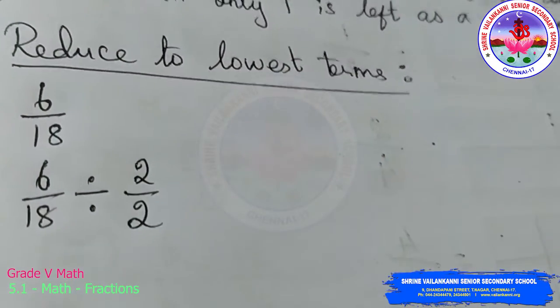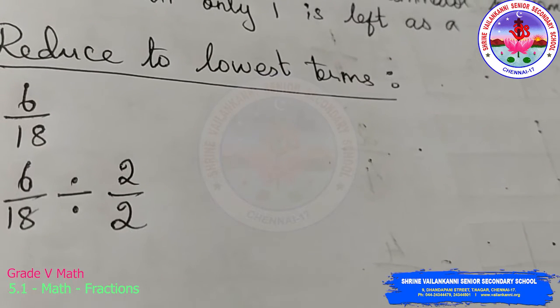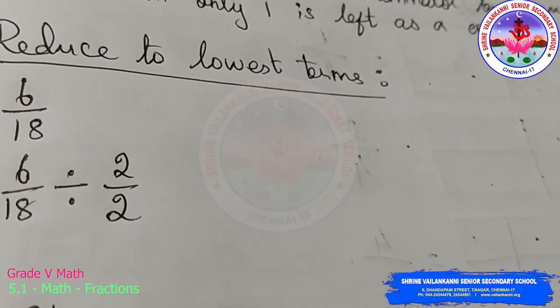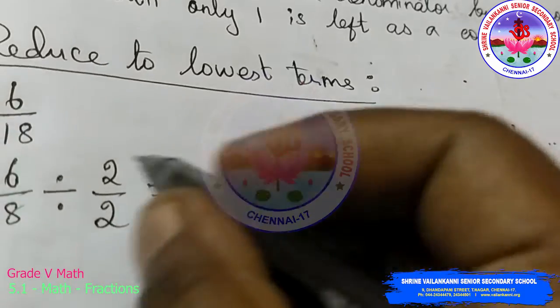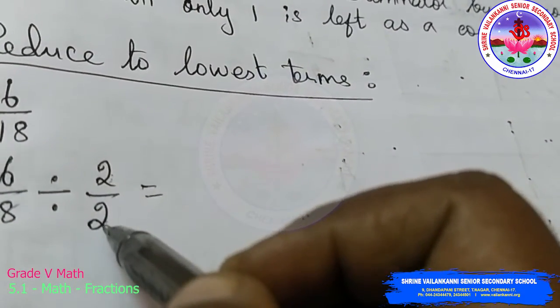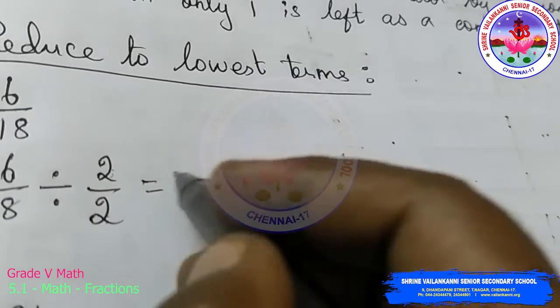When you take a common factor for both numerator and denominator, you should use that common factor which you took for the division of both numerator and denominator. That is why I have divided both numerator and denominator by 2. In the 2 table, how many times does 6 come? 3 times.